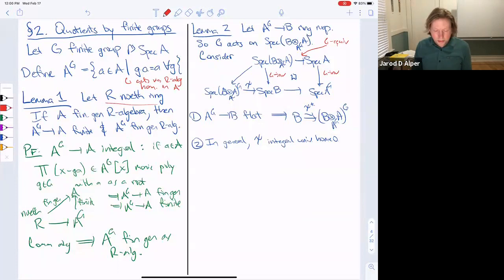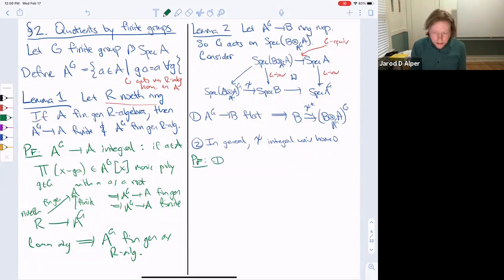And so there's two properties that we'll use. First is that if this map is flat, then B coincides with the invariants of the fiber product. And in general, it's not always an isomorphism, but this morphism is at least an integral universal homeomorphism. And these properties actually aren't hard. I'll do the first one.